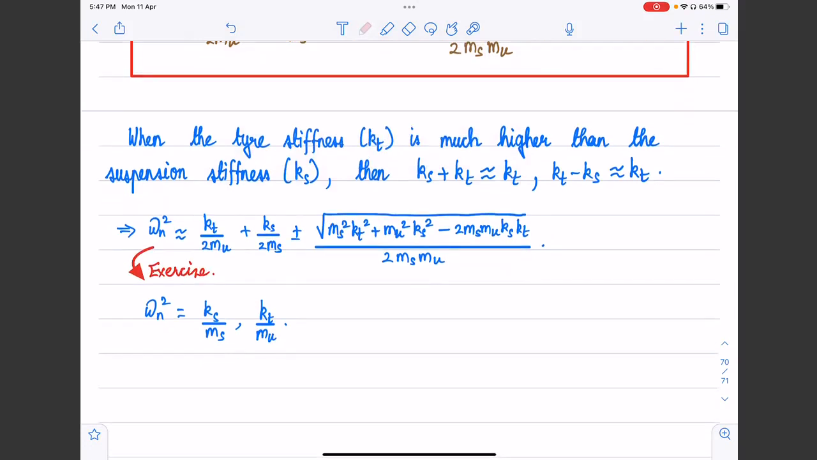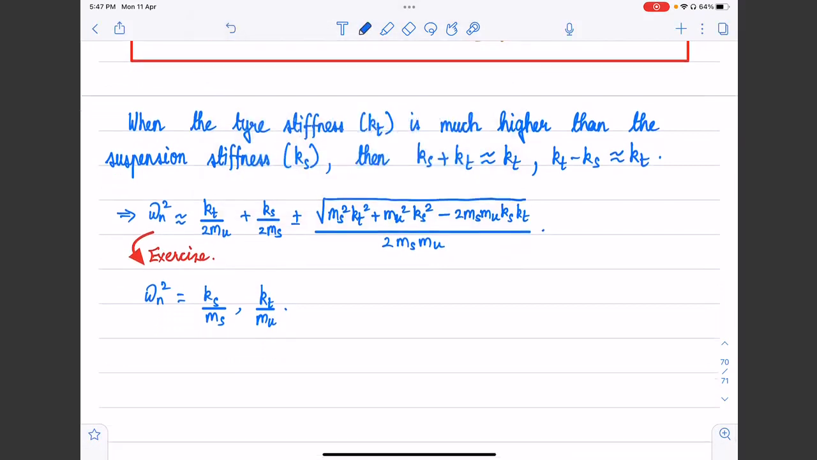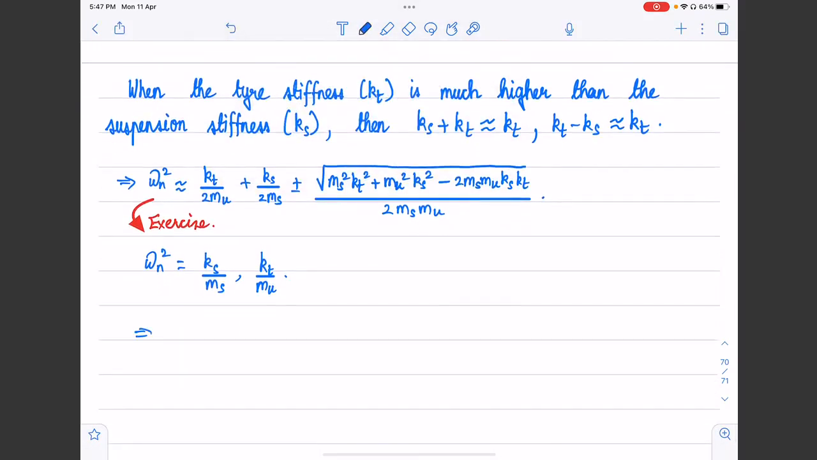So with this, we are going to get two expressions for the natural frequency corresponding to the quarter car model. And they are going to be approximately equal to square root of Ks by ms and square root of Kt by mu.